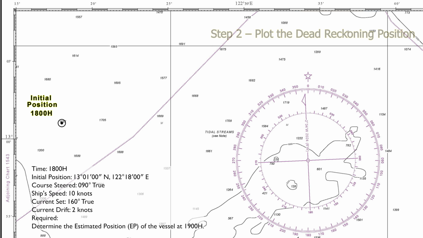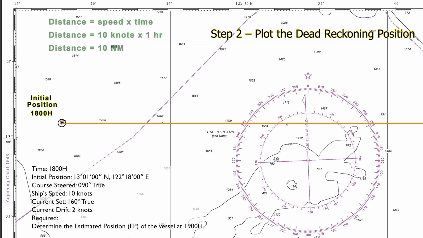Step 2. Plot the dead reckoning position. From the initial position, draw the vessel's course steered of 090 degrees true. To determine the distance traveled, use the formula distance equals speed multiplied by time. The vessel's speed is 10 knots, and the time traveled is 1 hour. Therefore, the distance traveled is 10 nautical miles.